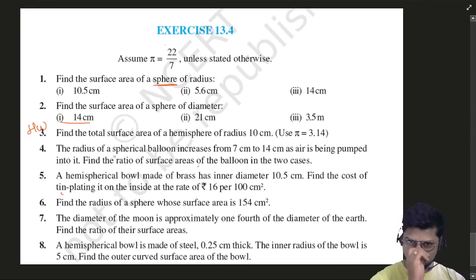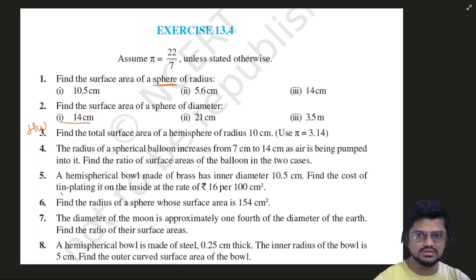Now the next. Find the total surface area of a hemisphere of radius. Again, you have to use the formula and solve it. And the next, the radius of a spherical balloon increases from 7 to 14 centimeter as air is being pumped into it. Find the ratio of the surface area of the balloon in the two cases. What you have to find is the ratio of their surface areas.